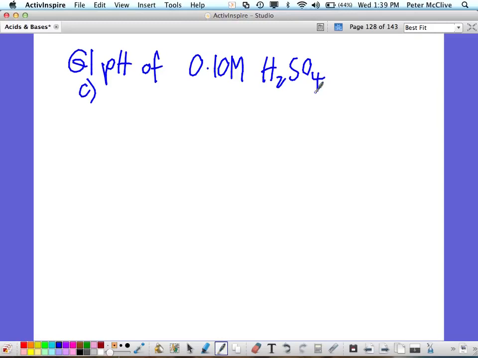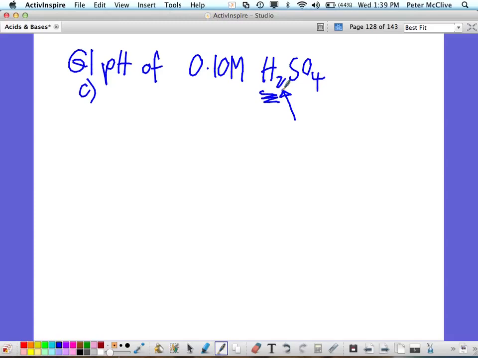So the first thing you need for pH, well, the last thing you need, what you're looking for is the concentration of hydrogen ions. Okay. So you need to work out, this is really the thing that you're interested in. What's the concentration of hydrogen? Now the key point here is that for every 1 molecule of sulfuric acid, there are actually 2 ions of hydrogen, 2 protons, 2 hydrogen.